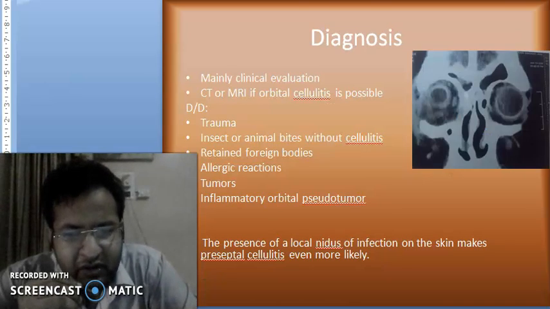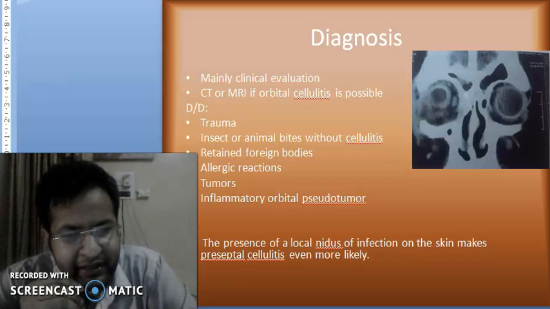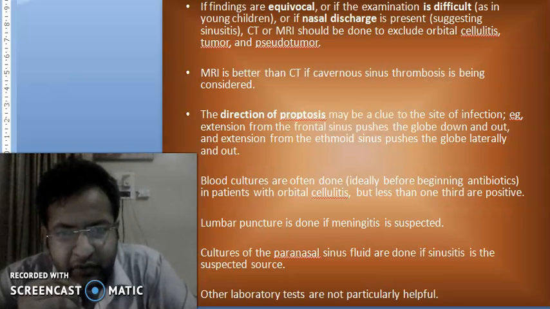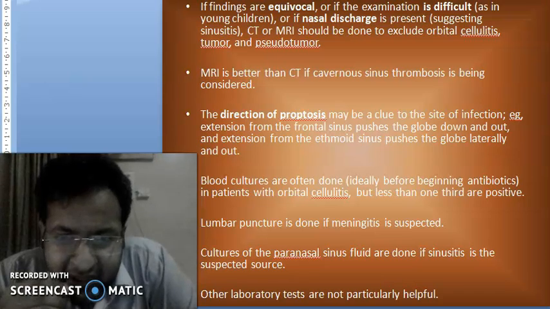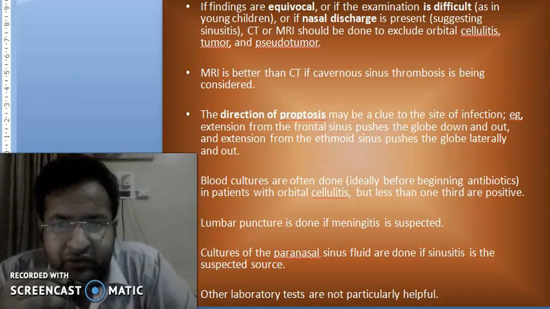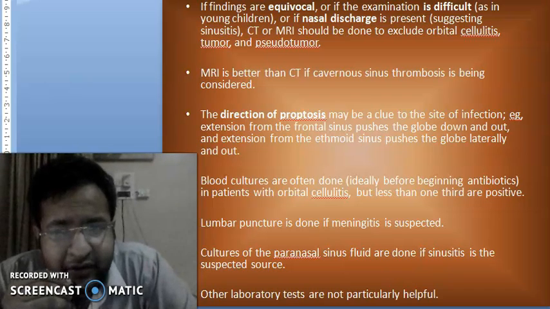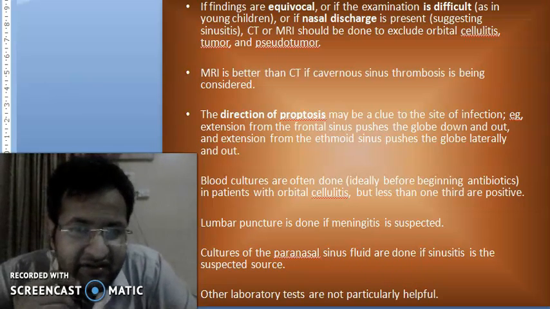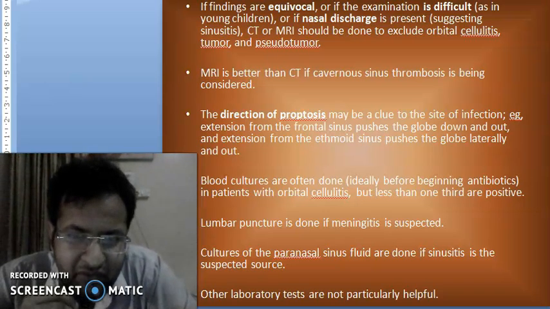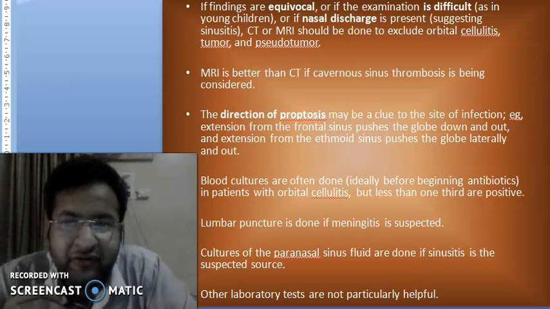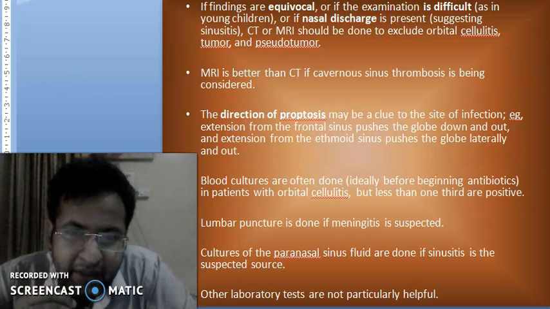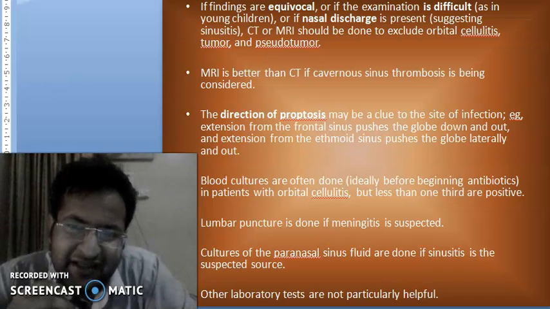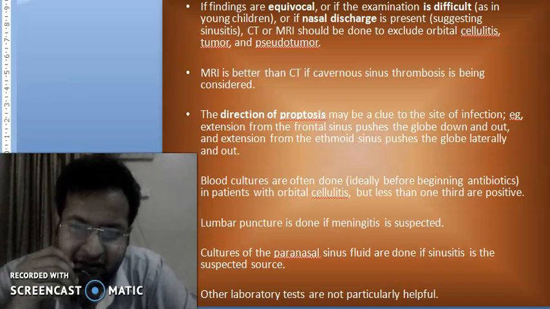The presence of a local nidus of infection on the skin makes preseptal cellulitis even more likely, and not orbital cellulitis. Okay. If the findings are equivocal, or if the examination is difficult as in young children, or if nasal discharge is present suggesting sinusitis, CT or MRI has to be done to exclude orbital cellulitis, tumor or a pseudotumor in case of preseptal cellulitis. In the investigations, MRI is better than CT if cavernous sinus thrombosis is being considered.